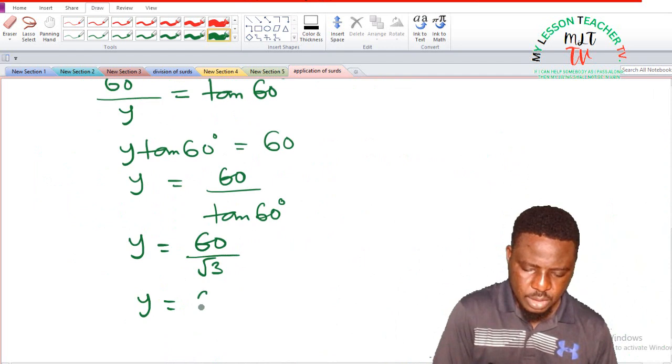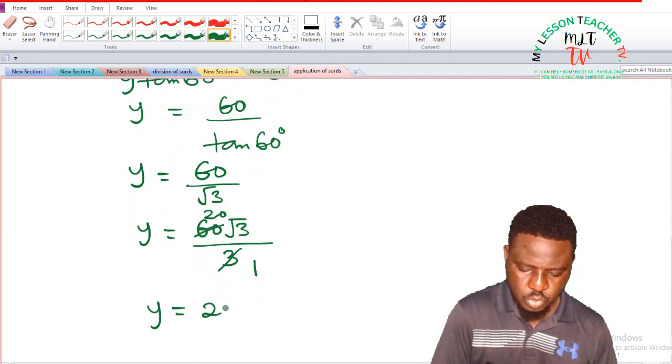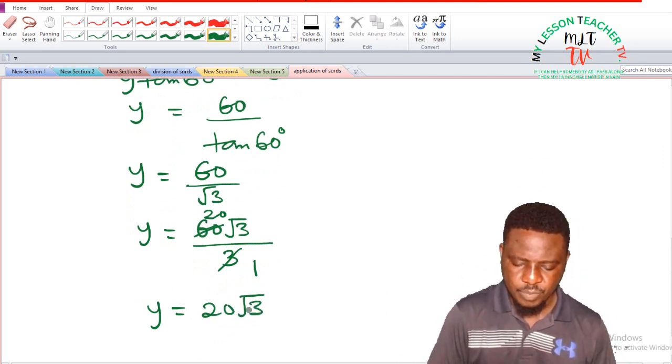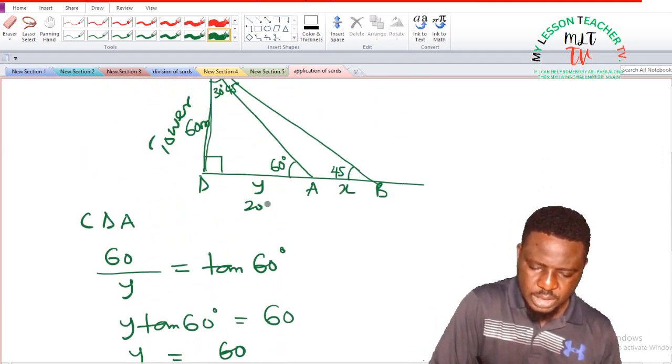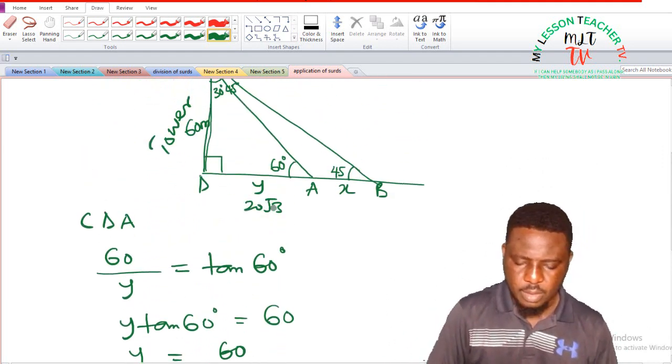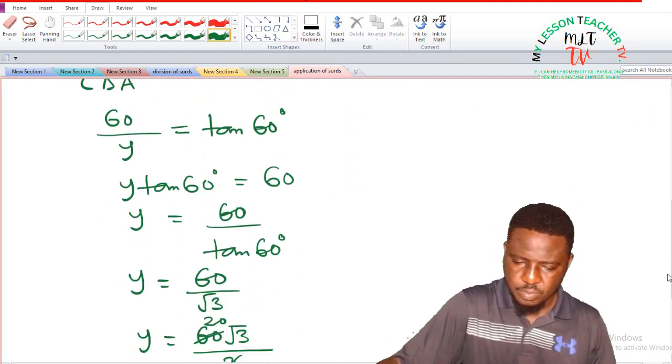So you substitute root 3 for tan 60, you have your Y to be equal to 60 divided by root 3. And when you rationalize, Y is said to be 60 root 3 divided by 3. 3 into itself is 1. 3 into 60 is 20. Y is therefore said to be equal to 20 root 3. So I have gotten my distance Y to be equal to 20 root 3. What I'm to do next is to find the distance DB.